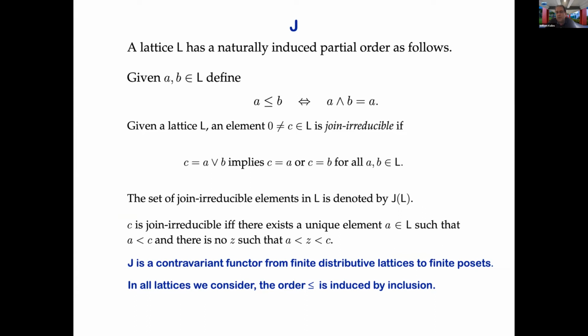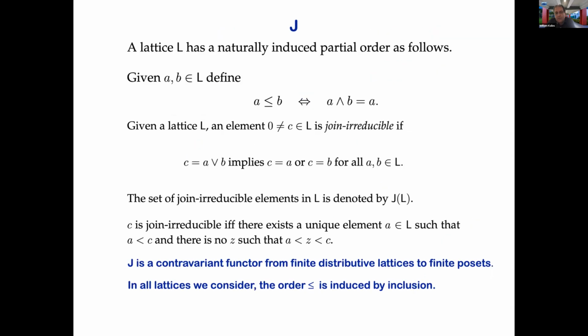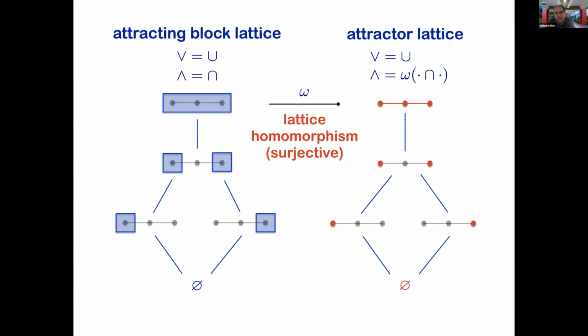So every bounded distributed lattice is a poset based on the inclusion here, right? So you can think of these as sets. You can think of the order on here as ordered by inclusion. And the join irreducible elements are the ones that have unique predecessors.